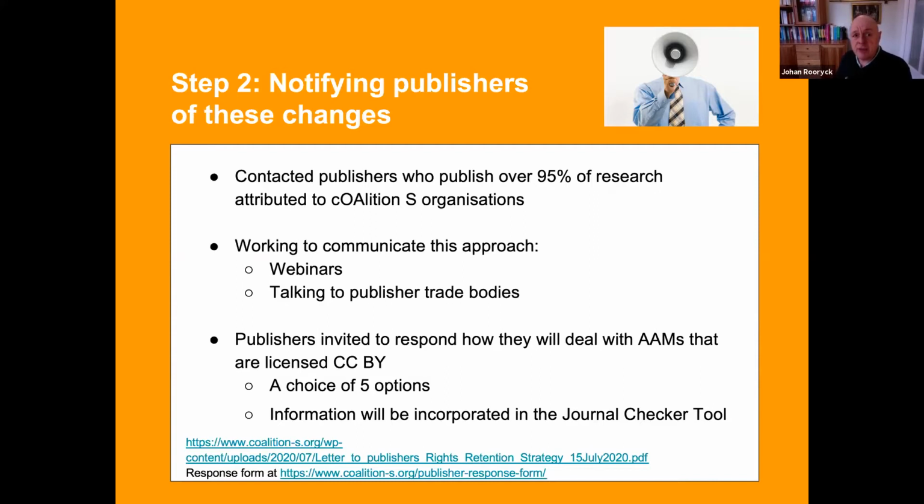And that information will be incorporated in the journal checker tool that will be available as of tomorrow, I'm proud to say. So that will be open and available for the entire community to check how journals are compatible with the various strategies that we allow in Coalition S to make research available in open access. So that's the second step, notifying the publisher, and that's been done. Publishers have been given proper notice.